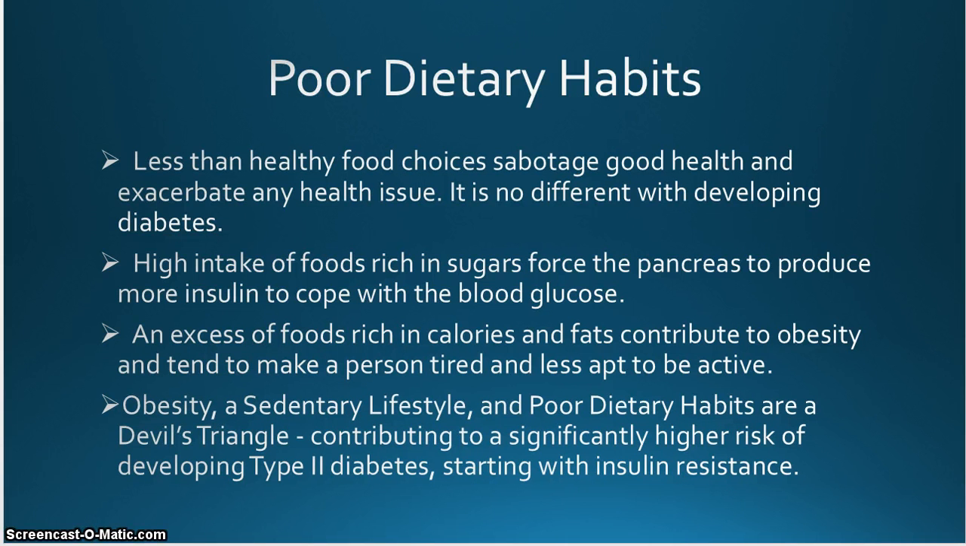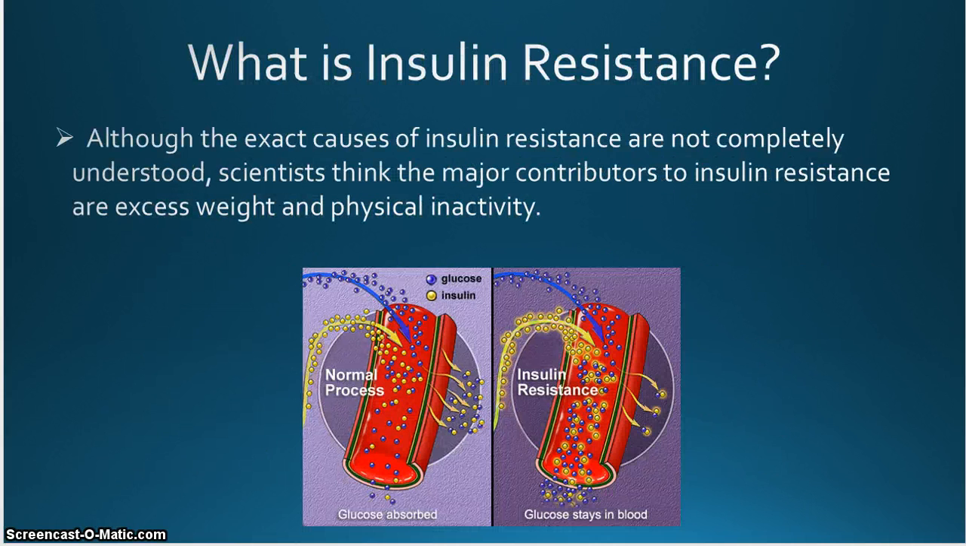So summing up, obesity, a sedentary lifestyle, and poor dietary habits are a devil's triangle, contributing to significantly higher risk of developing type 2 diabetes. And it all starts with insulin resistance. We may ask, what is insulin resistance? Again, the exact cause is still being studied. But again, scientists think the major contributors are excess weight and physical inactivity.